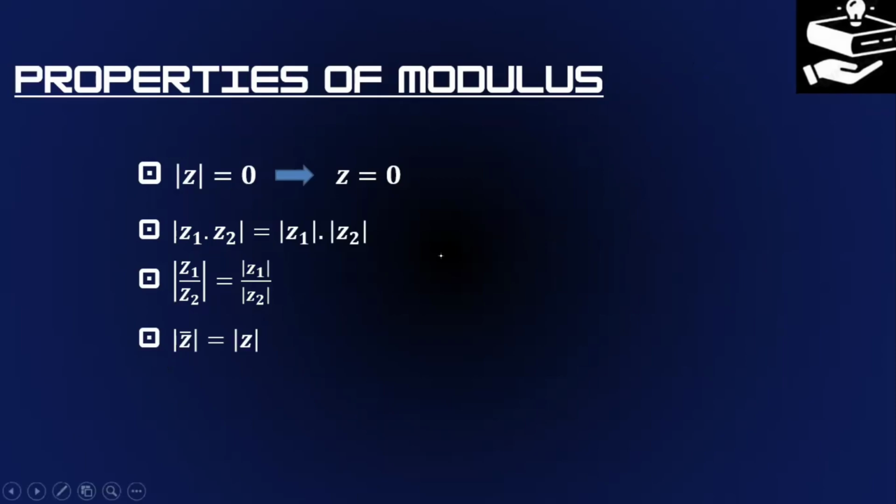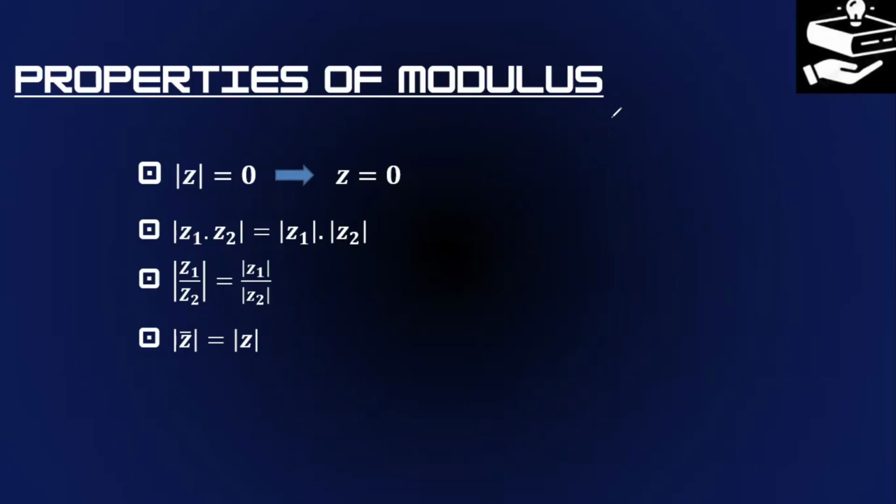Next is mod of z bar is equal to mod z. That means if you try to find the modulus of the conjugate, it will be equal to the modulus of the original complex number itself.